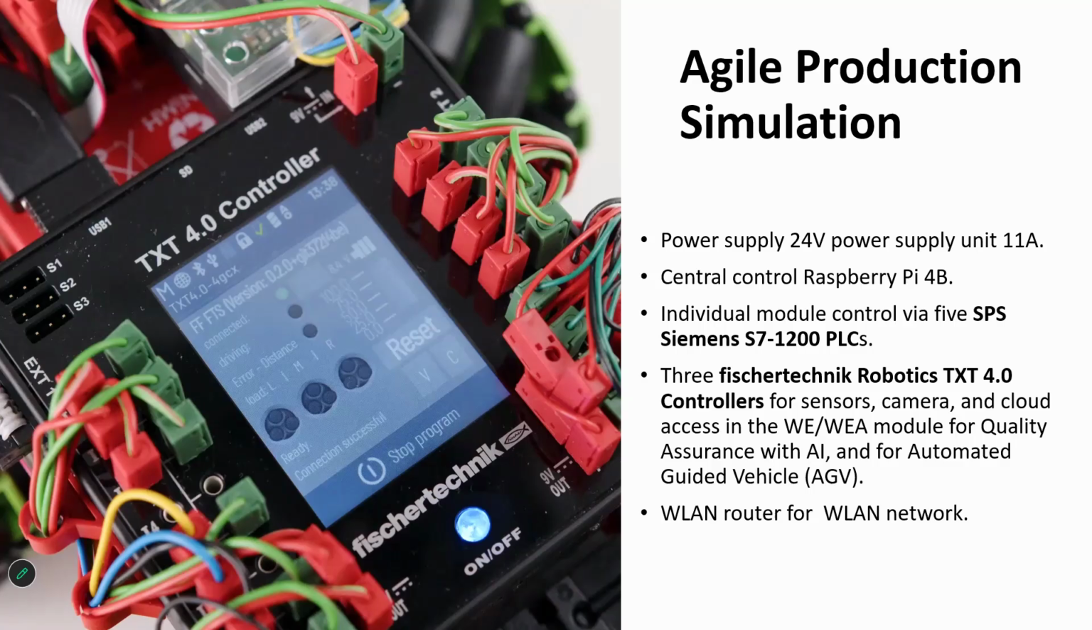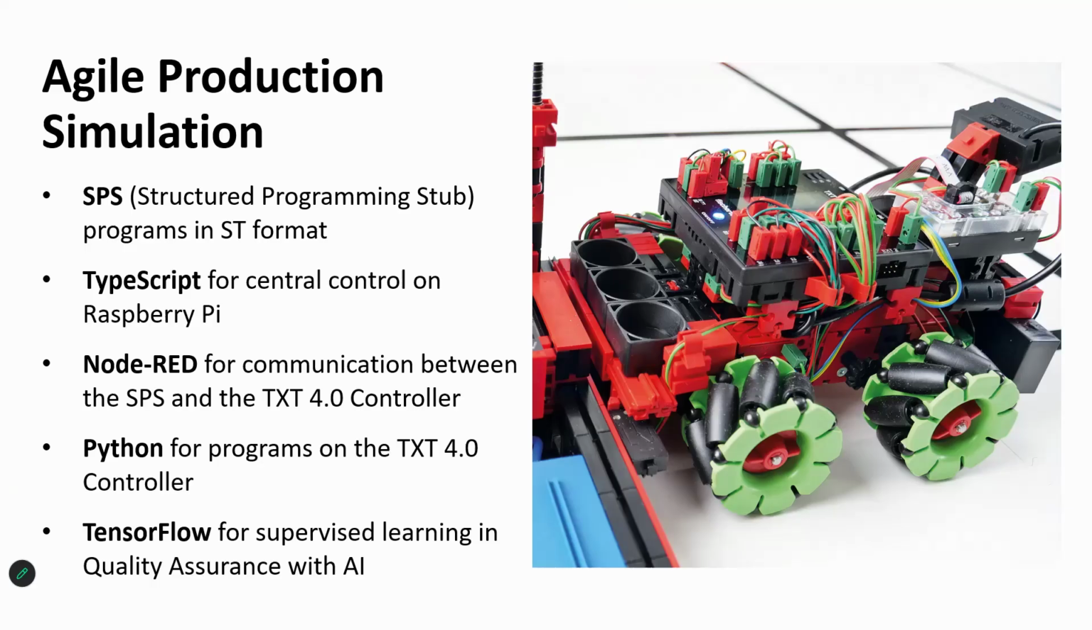Software used on the APS model includes SPS programs and structured text for the PLCs, TypeScript for central control and the Raspberry Pi, Node-RED for communication between SPS and the fischertechnik TXT 4.0 controller. You have Python for programs on the TXT 4.0 controllers, most specifically in the AI module, and TensorFlow for supervised learning and quality assurance with AI.